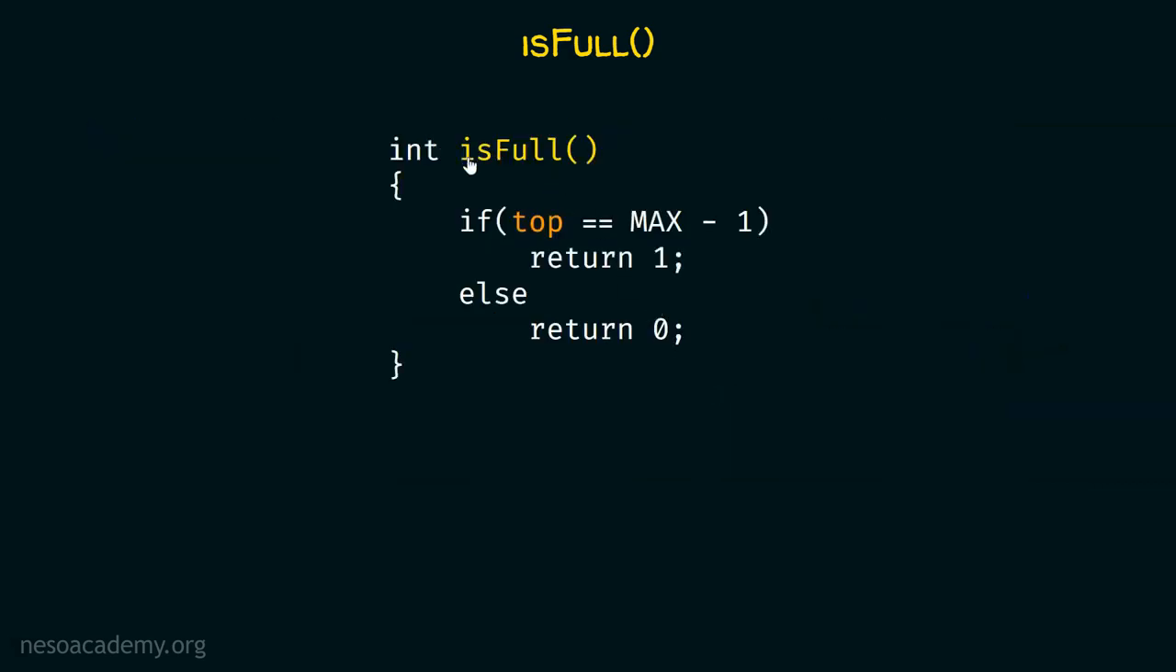This is how the isFull function looks. Here we are simply checking this condition: is top equal to max minus 1? If it is the case, then we will return 1, otherwise we will return 0. Returning 1 means the stack is full. Returning 0 means the stack is not full.